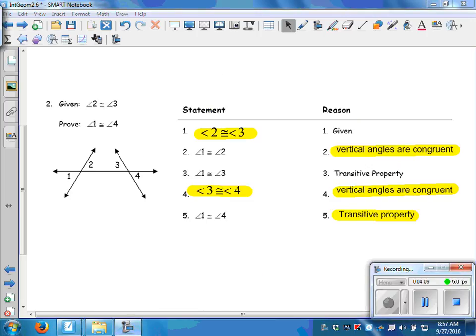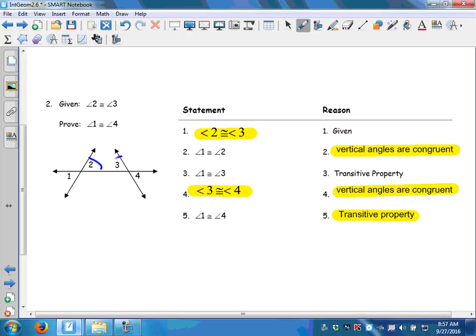Here are the answers to number 2. Talk with your partners and see if you have any questions. In this one, you should have also marked some of your givens, which were angle 2 being congruent to angle 3.